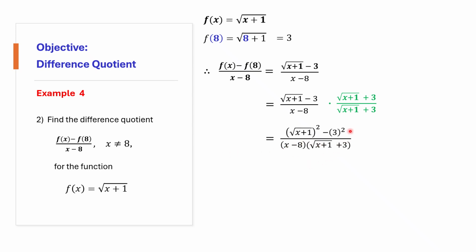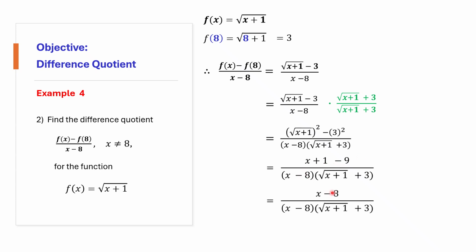Next step is to simplify the numerator by squaring the first term and squaring the last. Squaring the first term, we will get x plus 1, and squaring 3, we will get 9. So subtract 9 from this x plus 1. I just copied the denominator. Take note, do not distribute because we're aiming to cancel this x minus 8. Now simplifying more in the numerator, x plus 1 minus 9 will give us x minus 8. This is where we're waiting for the x minus 8 in the numerator to cancel with x minus 8 in the denominator.